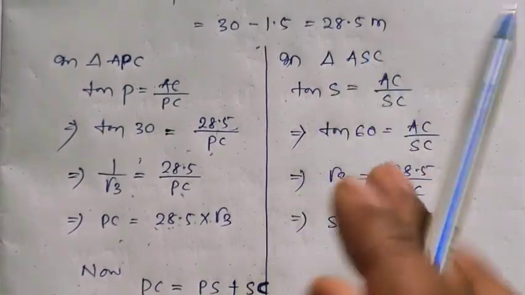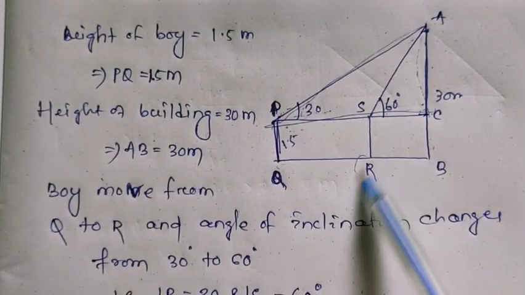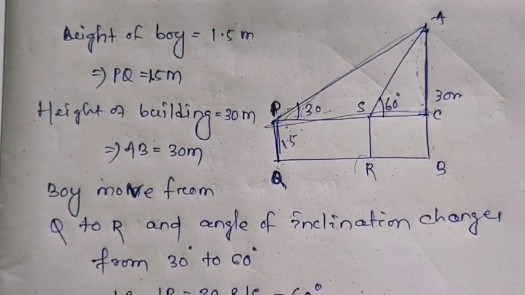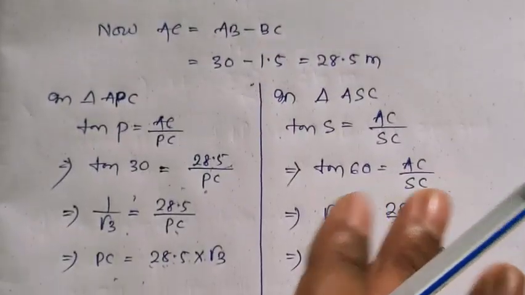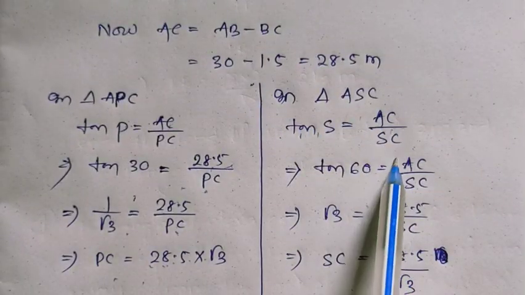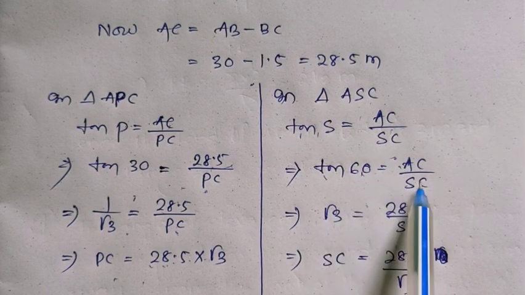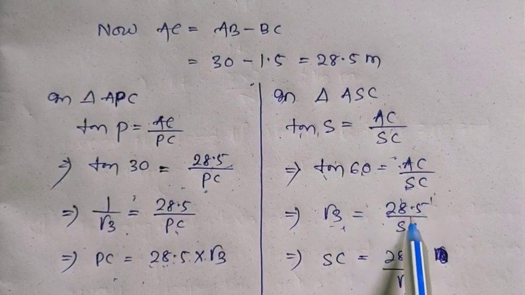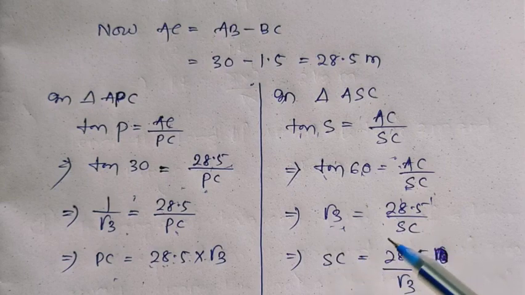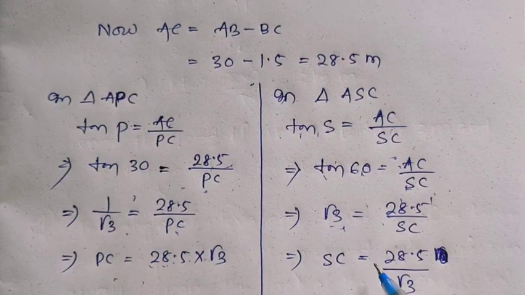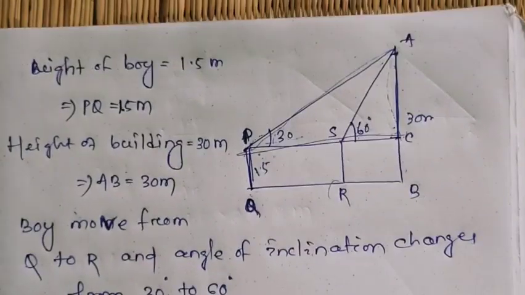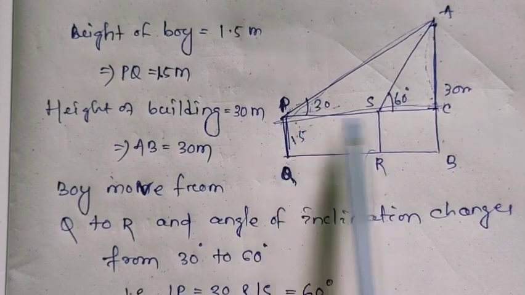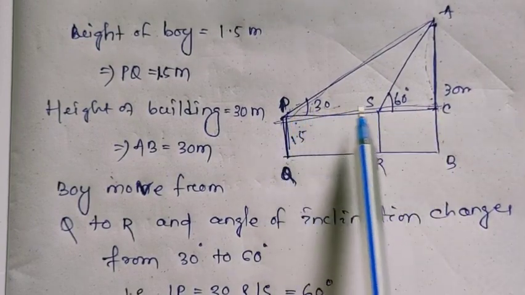Similarly, in triangle ASC, tan 60 is equal to AC by SC. This implies root 3 is equal to AC, given already as 28.5, divided by SC. This implies SC is equal to 28.5 divided by root 3. So we have found PC, we have found SC.